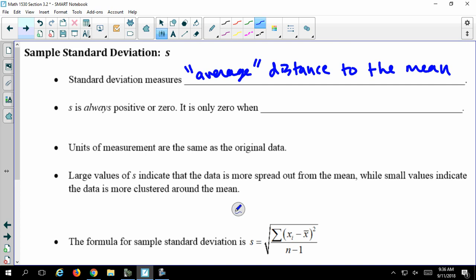So what if s was 0? What if the standard deviation was 0? So the average distance would be 0 to the mean. What would that mean? It wouldn't necessarily mean the mean was 0, but that the distance from each value to the mean was 0. What would that mean if all the distances were 0?